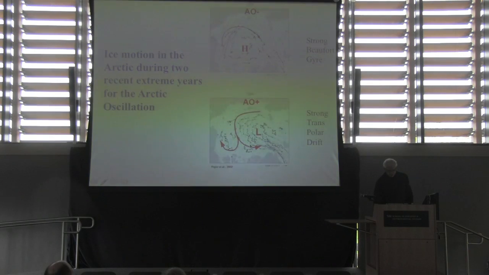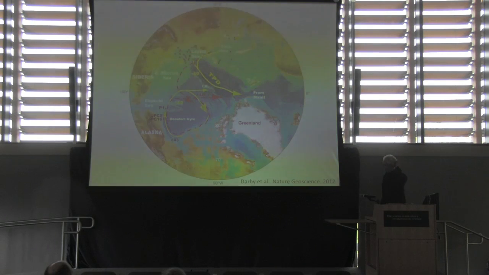Well, this pattern is shown even more pronounced here. The red is the positive phase of the Arctic Oscillation. This shows the surface drift in the Arctic during a positive phase. The yellow is the negative phase, where you have that expanded phase.